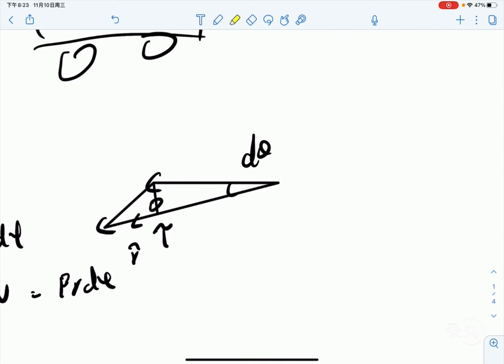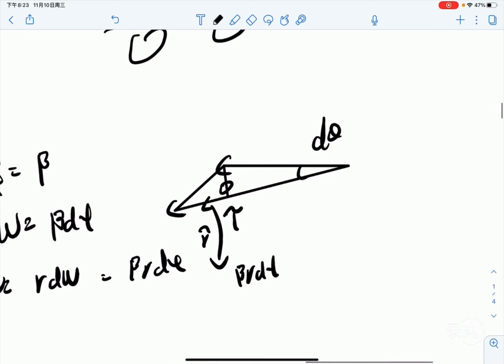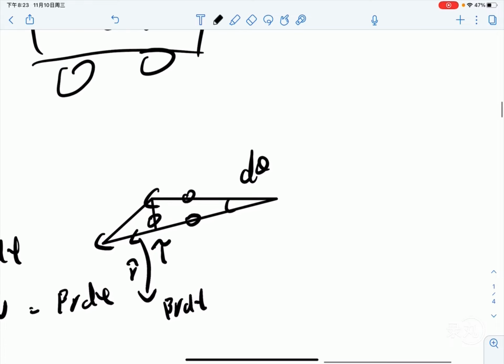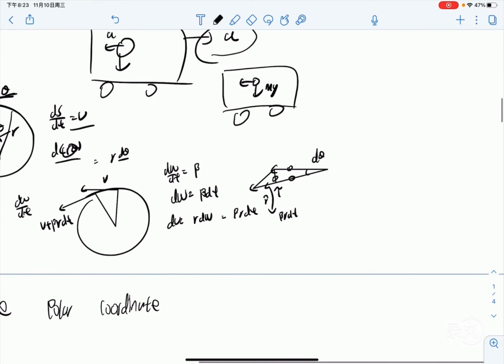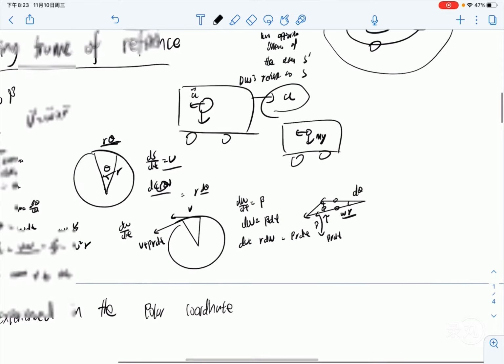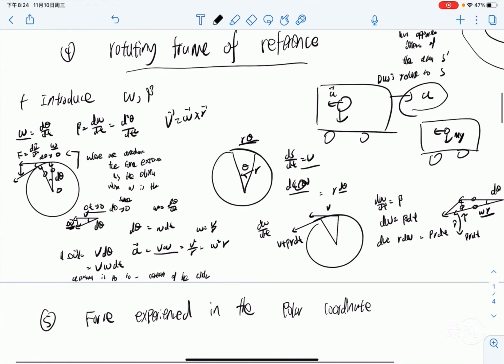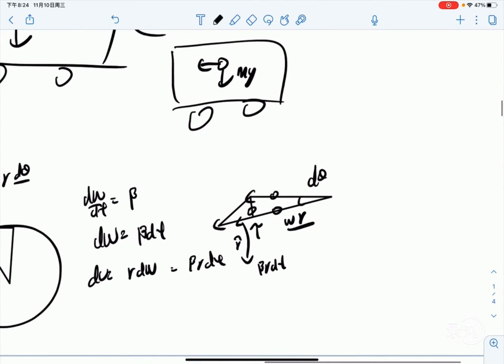So now you can see the change in this is basically beta r dt, and because this is very, very small, you can see this side are just basically equal to each other, which is omega r. Yeah, this side is omega r.